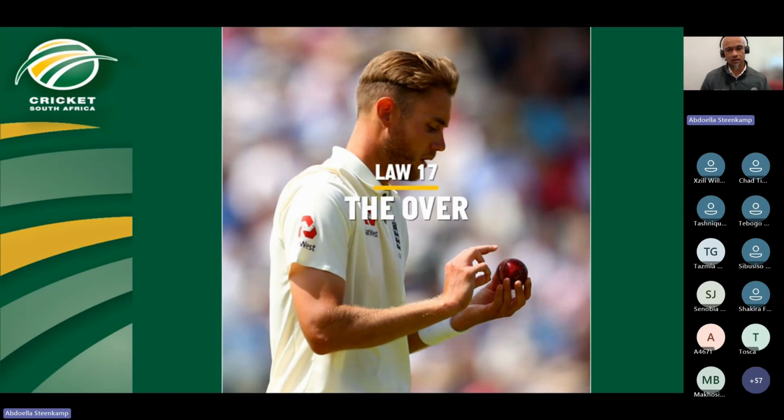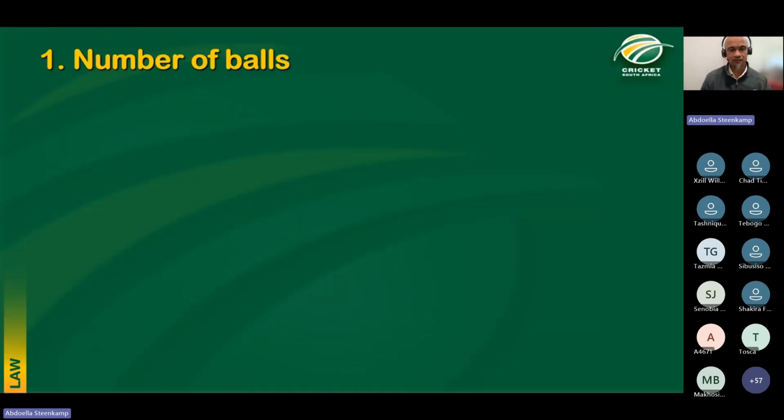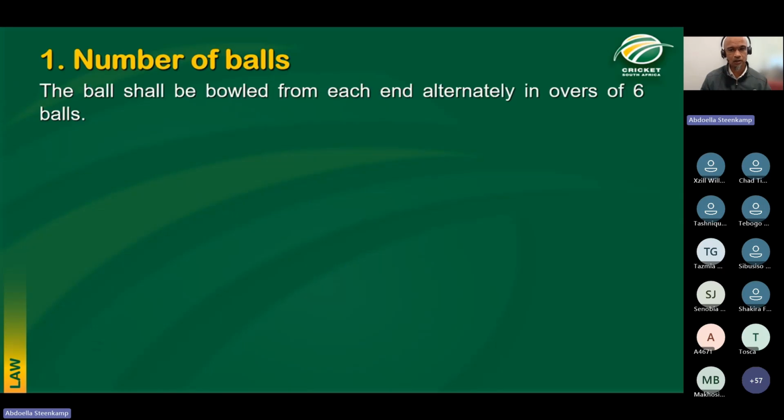The last law that I'm covering, before we take a 10-minute break, and then Tom will cover laws 18 till 20, Law 17, covers the over. So how many balls in an over? Currently, the law states 6 balls in an over. And you need to bowl these overs alternately. You cannot bowl 2 or 3 overs from the same end. Once 6 balls are bowled from this end, you need to bowl 6 balls from the other end, and that's how you bowl overs alternately.